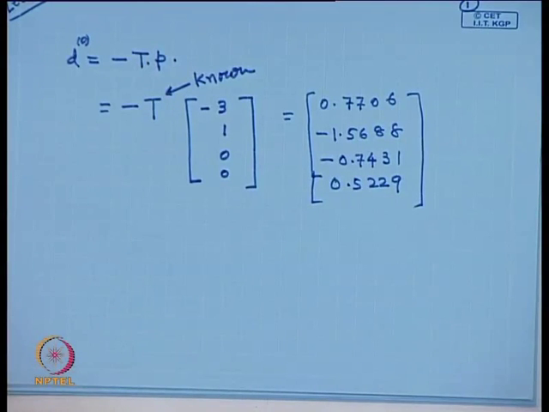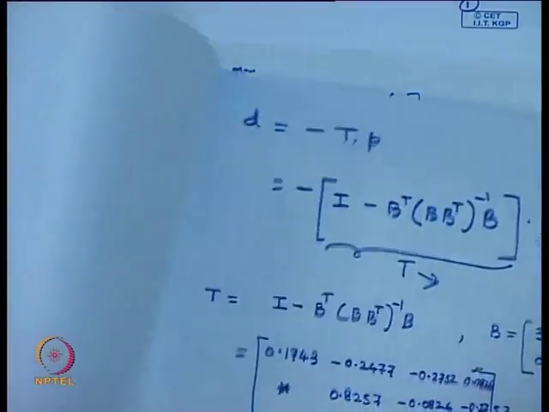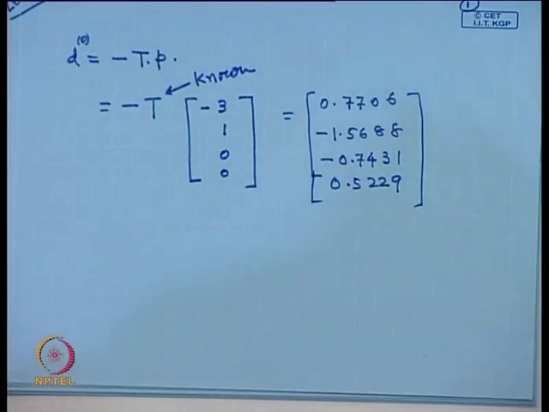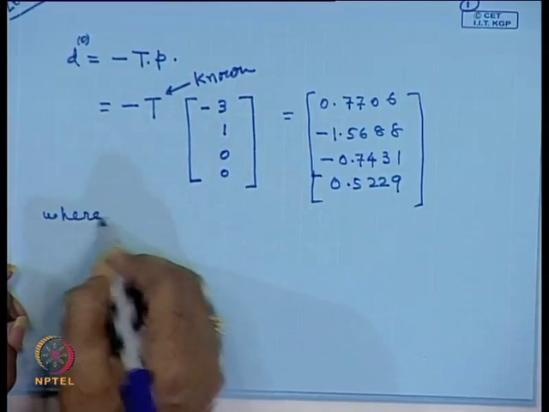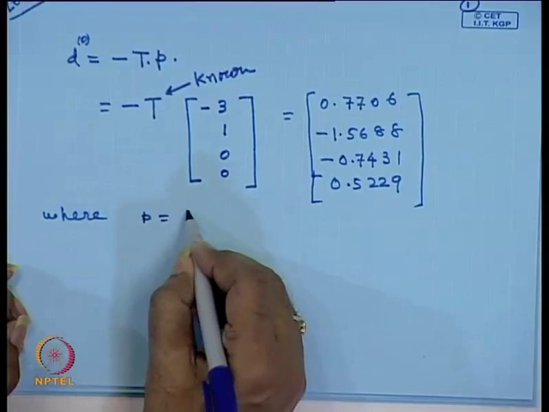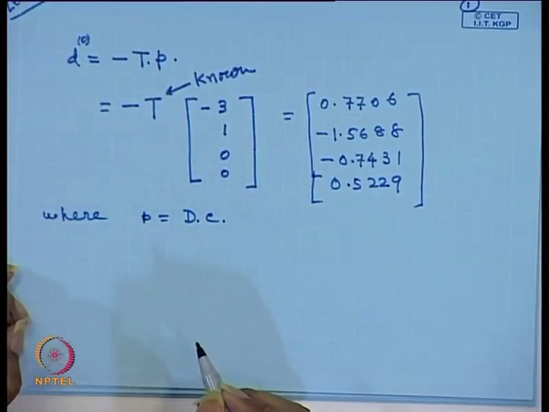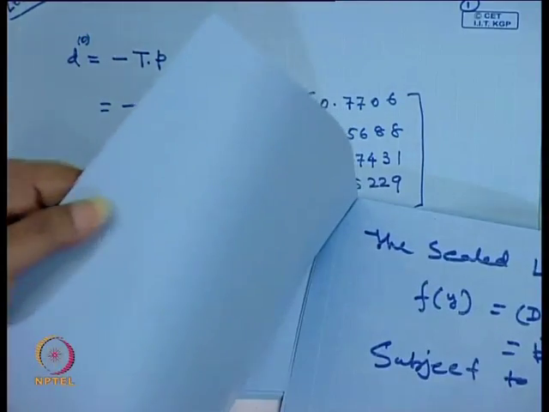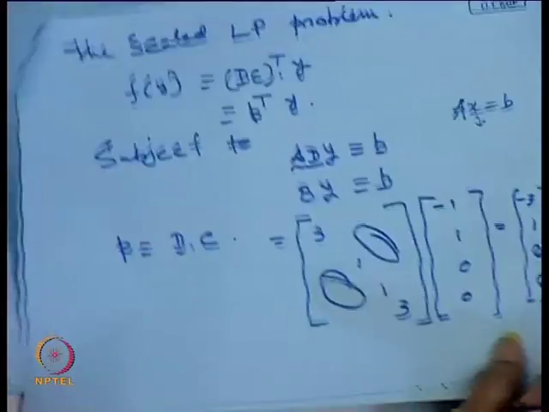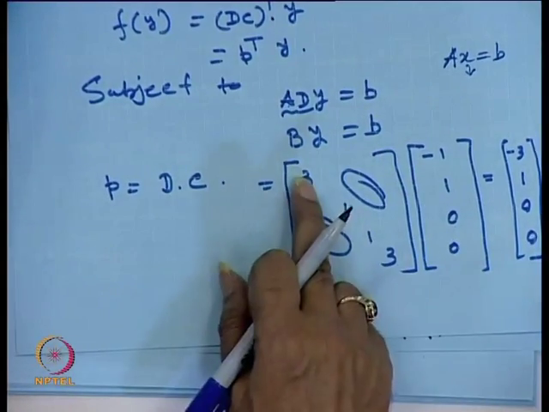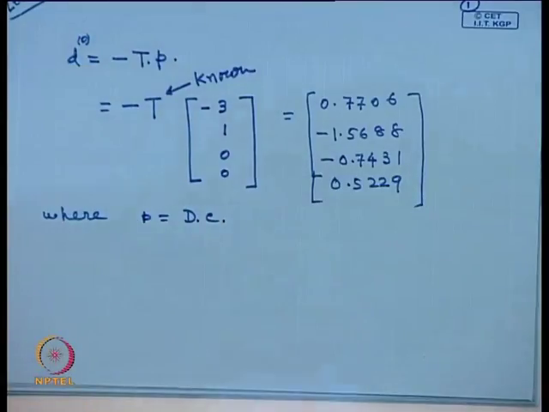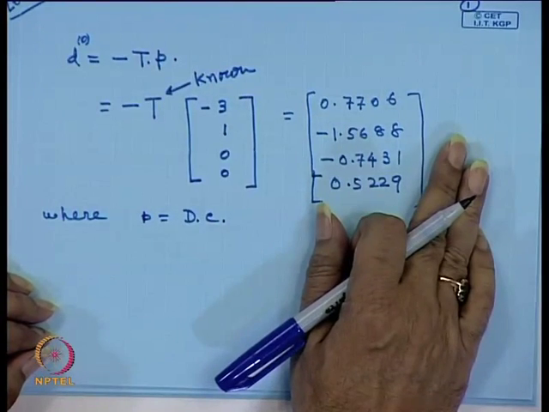So if you see the T, you got it, and P you have calculated. How will you calculate P? P is equal to D into C that we have calculated. And D, you already know the D value you have considered. See this D value we have considered. This is the D value, that 4 by 4 matrix. D into C is the P value that you have already calculated. So, I know the descent direction.